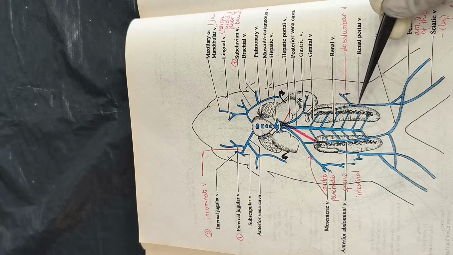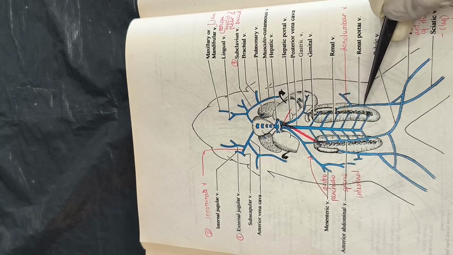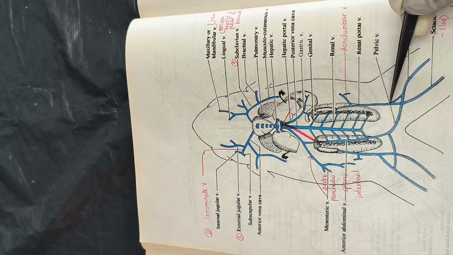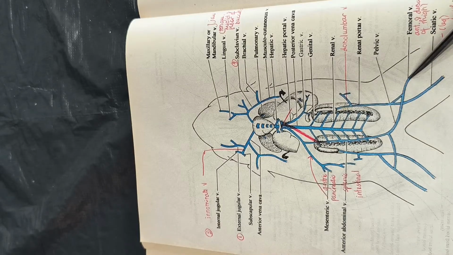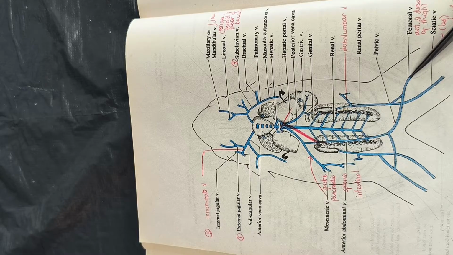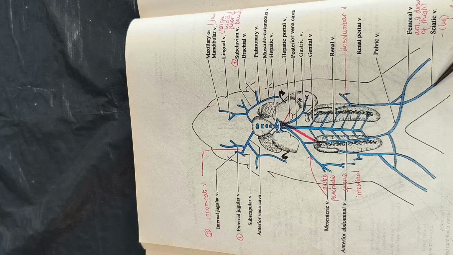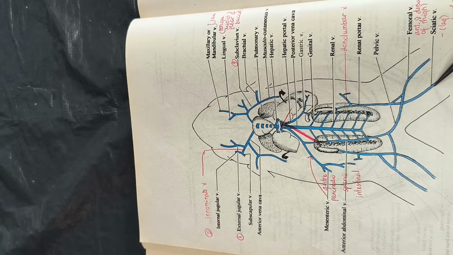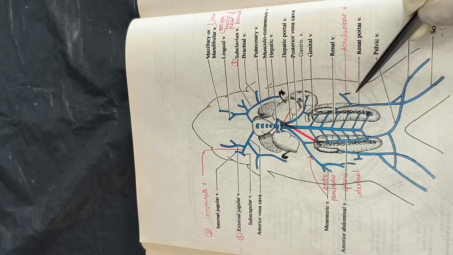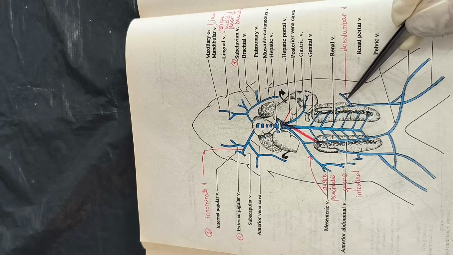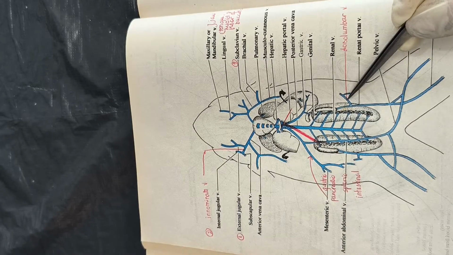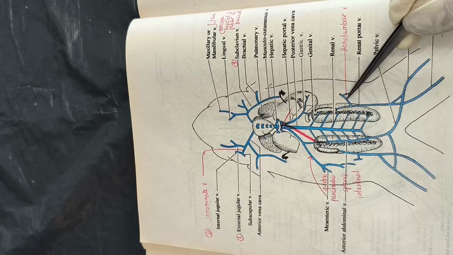So we have here the renal portal vein. Tracing below, you have the femoral vein, which collects blood from the anterior and dorsal part of the thigh. And then we have the sciatic vein, collecting blood from the posterior part of the thigh and the rest of the leg. And arising from the renal portal, you also have the dorsal-lumbar vein, collecting blood from the back lumbar area of the frog.